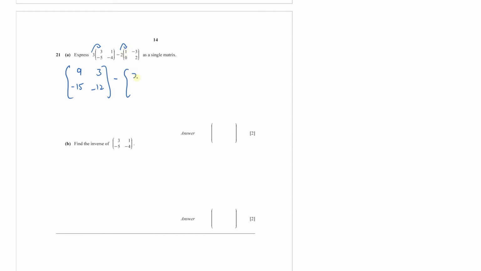So 2 times 1 is 2, 2 times minus 3 is minus 6, 0 is 0, 2 times 2 is 4. And then you subtract the corresponding values. So 9 minus 2, 3 minus plus 6. So it will become plus 6. So this will be 9 minus 2 is 7. 3 minus 6. So 3 plus 6 is 9.